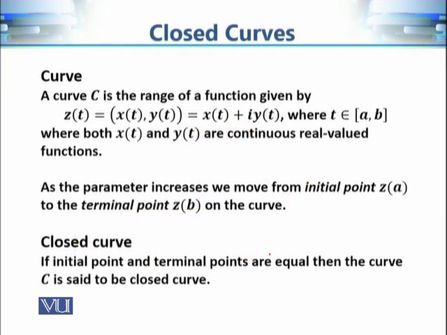If a curve is given, then when we vary the parameter t, we are traveling along the curve. And of course, when t is equal to a, we have this initial point, and when t is equal to b, we have the terminal point on the curve. And if the initial point and the terminal point of the curve are same, then we say that the curve is closed.